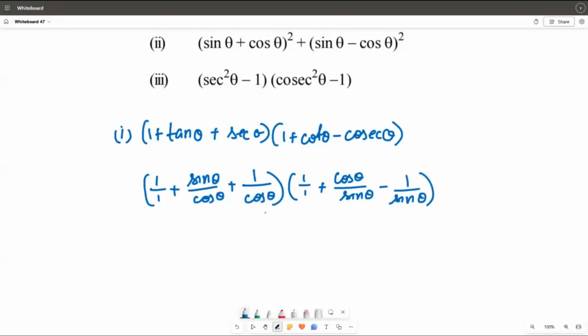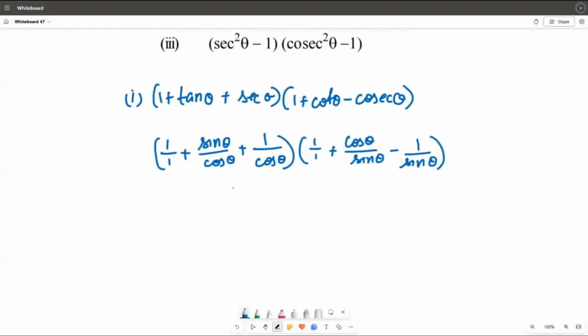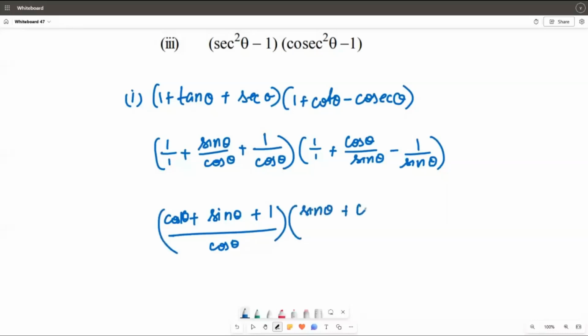I would take the LCM of these two. So LCM of the first one will be cos theta. So after LCM we would get, this would be cos theta plus sin theta plus 1 whole by cos theta. And the second term LCM is sin theta. So this would be sin theta plus cos theta minus 1 by sin theta.